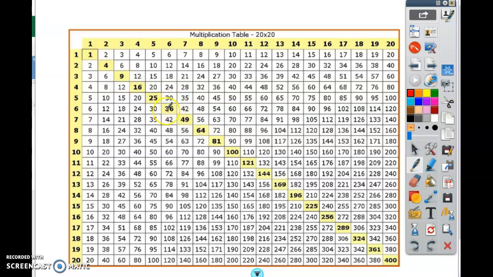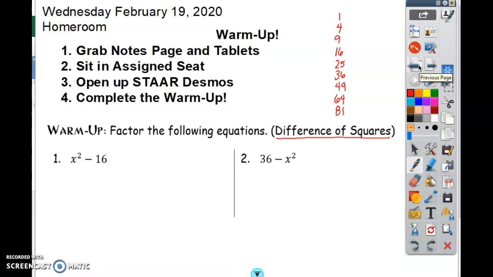Like the square root of 36 is 6 because 6 times 6 is 36. The square root of 81 is 9 because 9 times 9 is 81. Those are perfect squares. Remember those? Well, when I told you about the difference of squares, I told you that it has to be a difference and they both have to be squares. And when that happens, then one's going to be plus, one's going to be minus. Right? Same thing here. Difference of two squares.